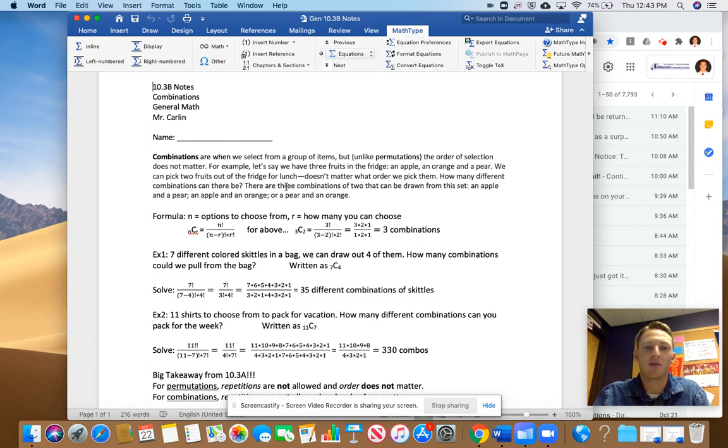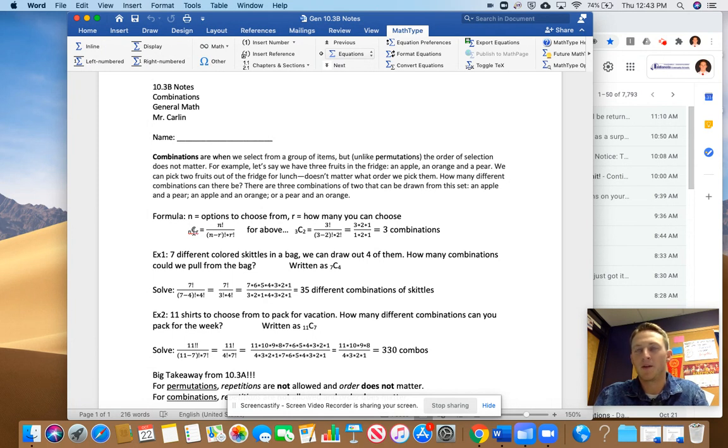So how many different combinations of fruit could we have? We can see there are three combinations of two that can be drawn from this set. You can have an apple and a pear, an apple and an orange, or a pear and an orange. And we use a formula for this. So the formula for combinations is represented as N choose R. So on 10.3A, we had nPr. Now we have a C for combinations, and we're still using factorials.